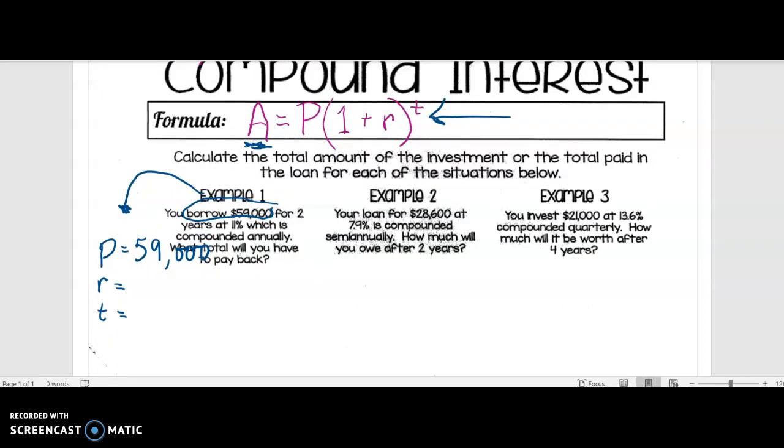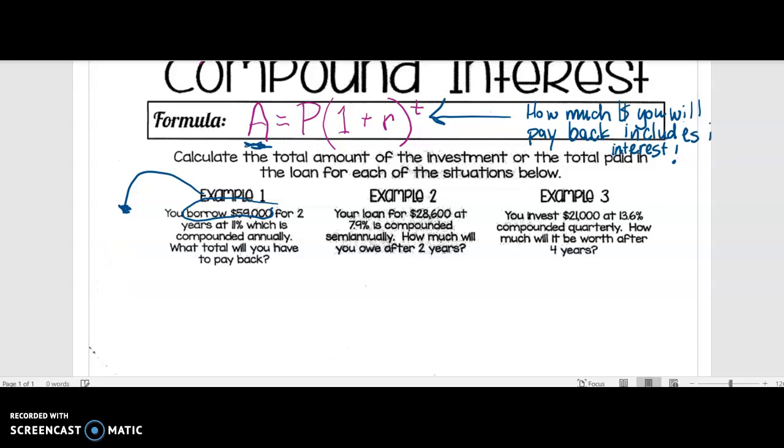By the way, this one tells you how much money you will pay to the bank, or you will pay back. And that includes interest.